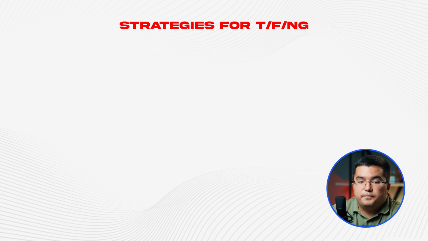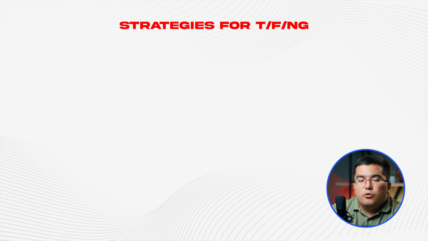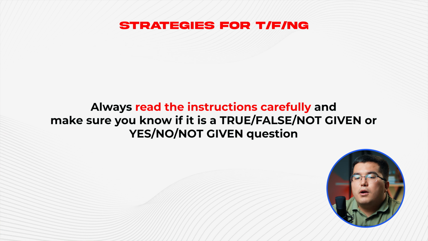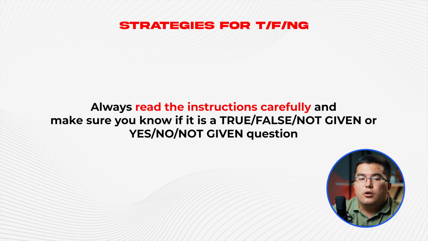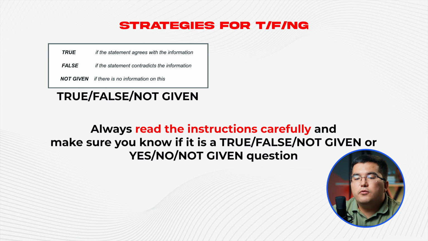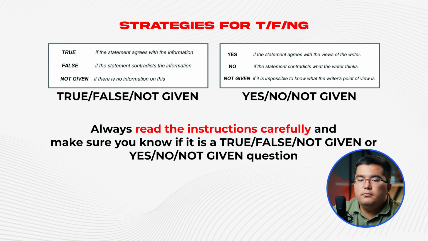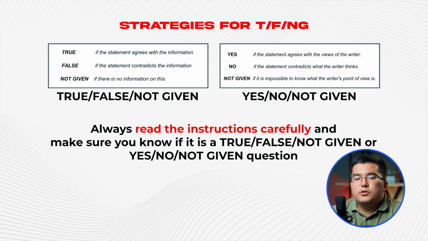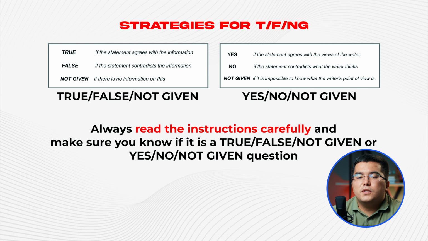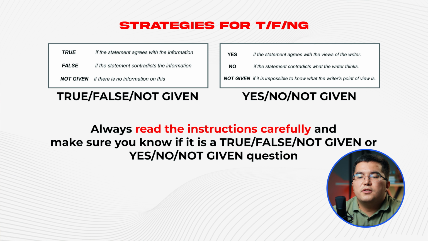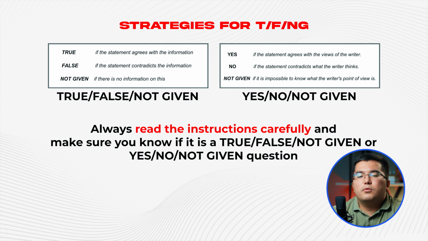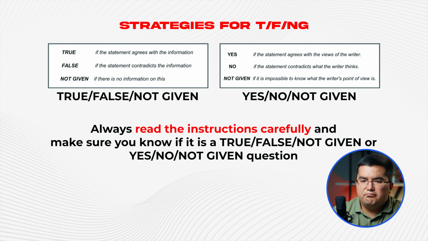Now we will look at some strategies for true, false, not given. First, you should always read the instructions carefully and make sure you know if it is true, false, not given or yes, no, not given. Whenever I deal with true, false, not given, I know that there is a chance for me to confuse it with yes, no, not given. That's why I read the instructions carefully.